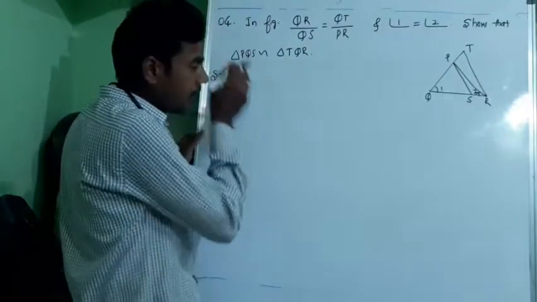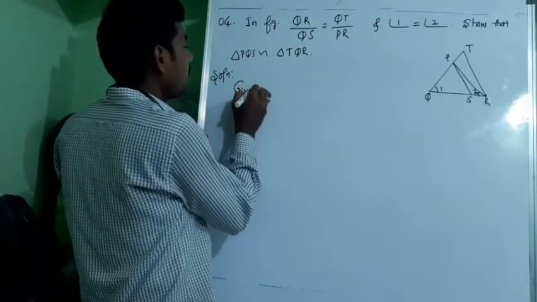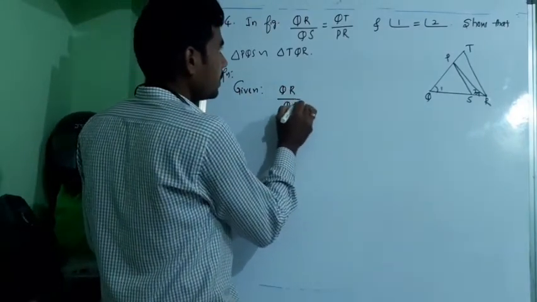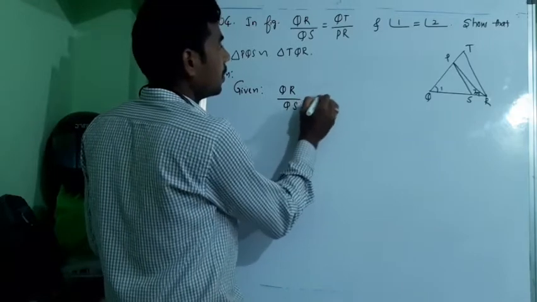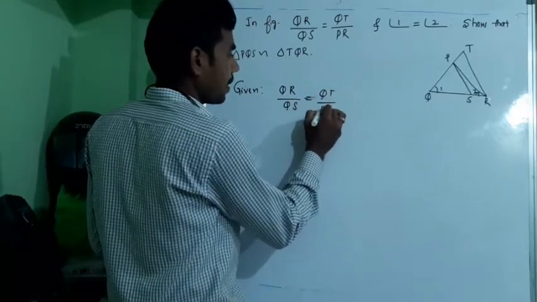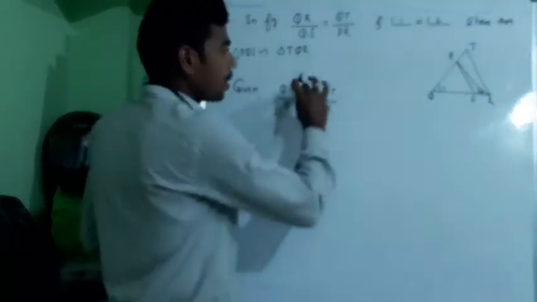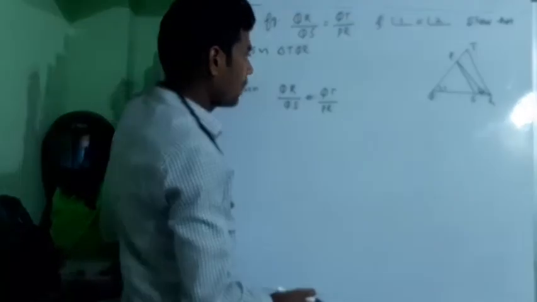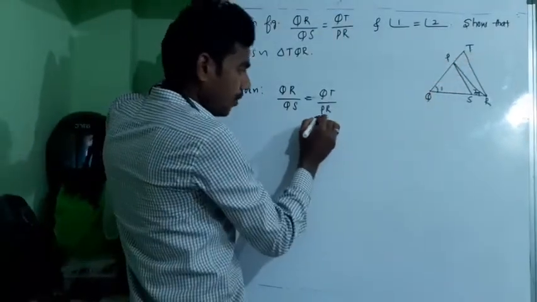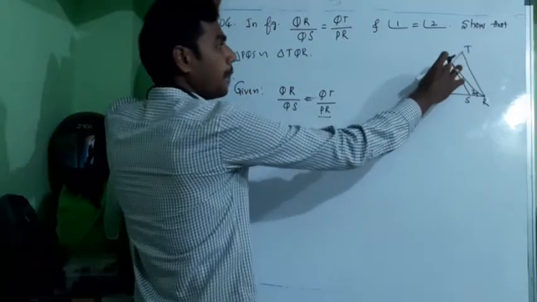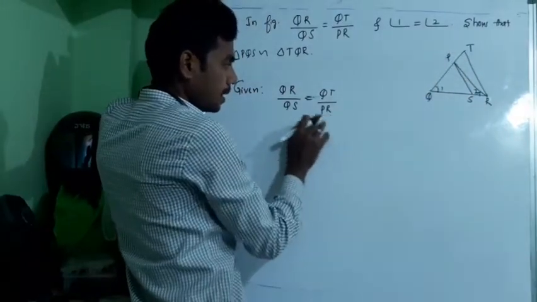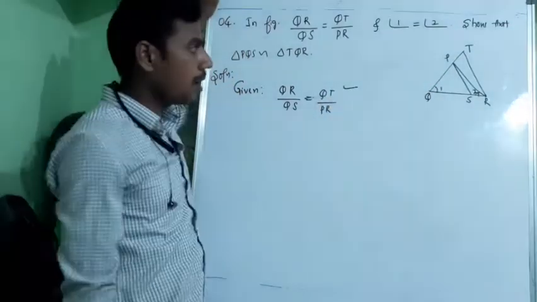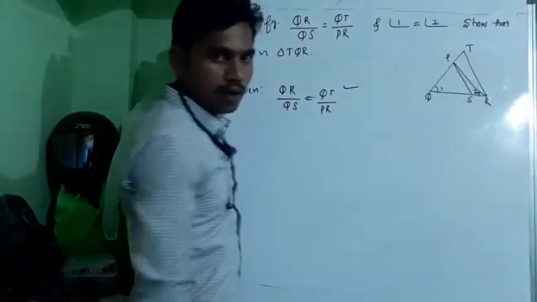For that, see what is given to us, we'll write it down. What is given to us? QR by QS is equal to QT by PR. Fine. See, QR by QS, QT by, I need to show PQ. So if I am able to show QT by PQ, that is, if I am able to show PR is equal to PQ, one part of my proof will be done, because angle 1 is equal to angle 2.